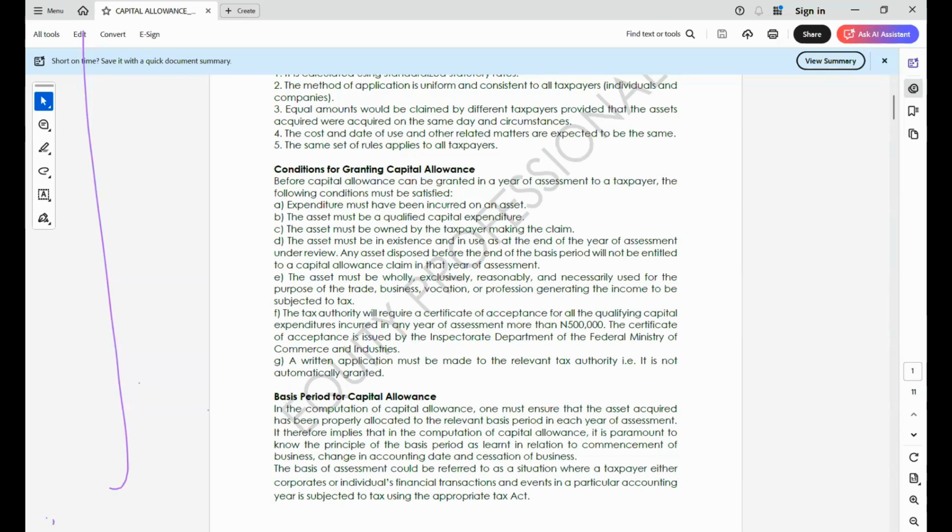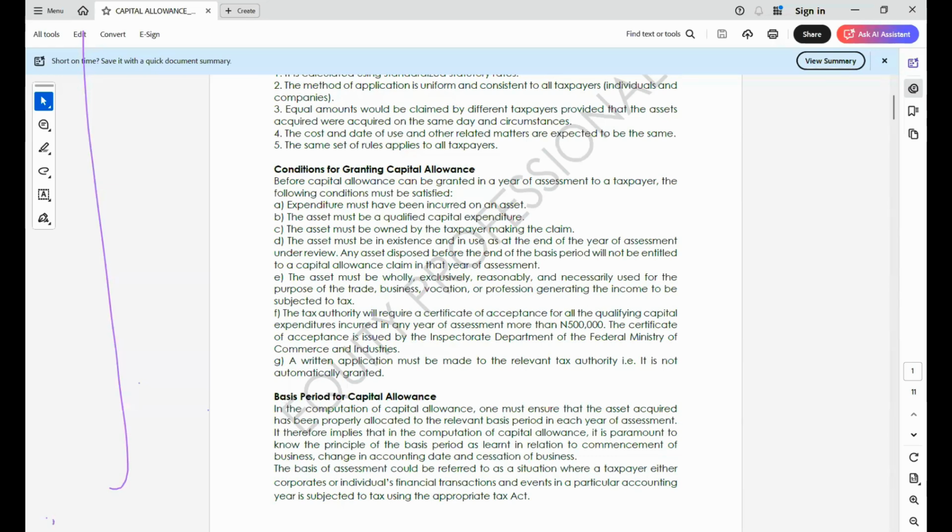Yes, good question. There are conditions attached to when an asset is acquired on second-hand basis. So when you buy an asset on second-hand basis, you are also entitled to capital allowance claim, depending on certain conditions, which are also part of what we are going to discuss. So it's also part of our discussion and part of the material.